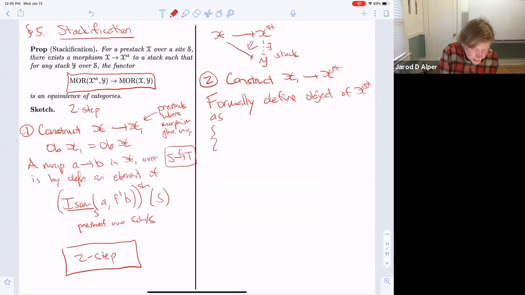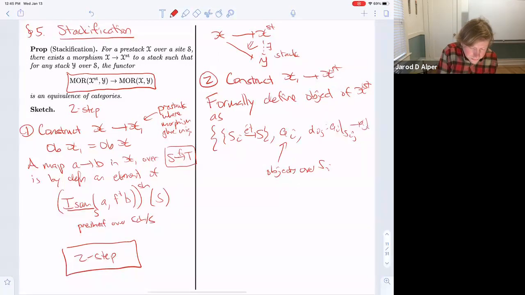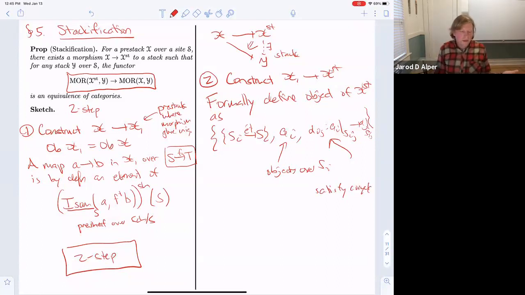So an object is going to consist of a triple where, first you have an étale cover, and then you have objects A_i, which are objects over S_i, and then you have isomorphisms between them, and these are required to satisfy the cocycle condition. In other words, you construct something where you force the objects to glue.